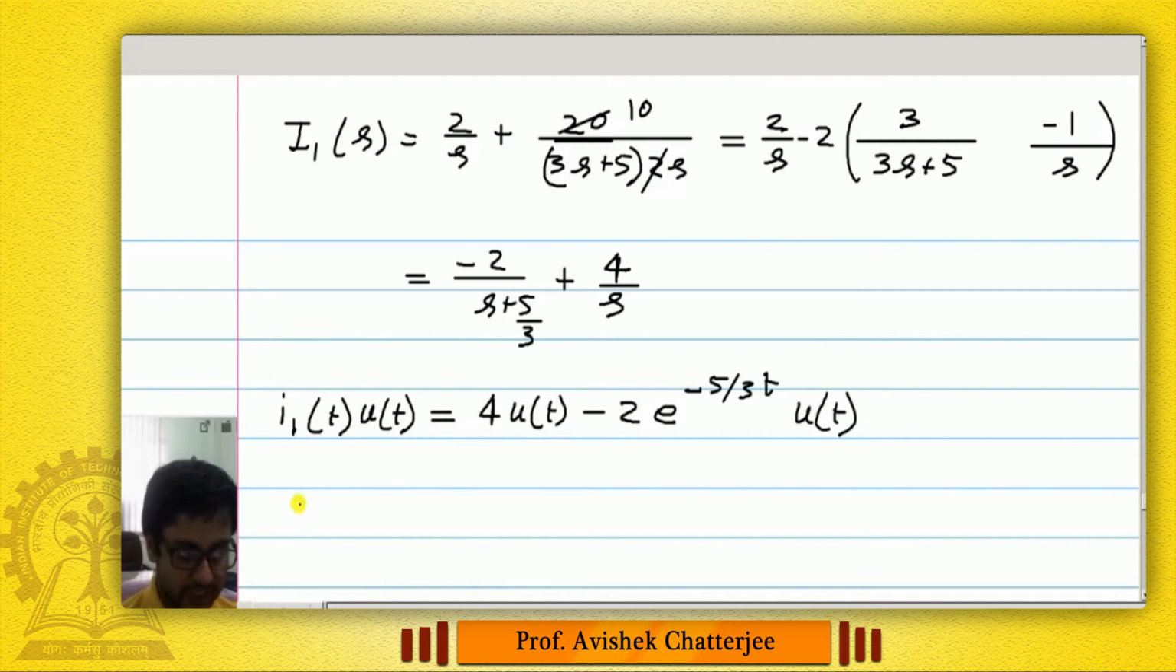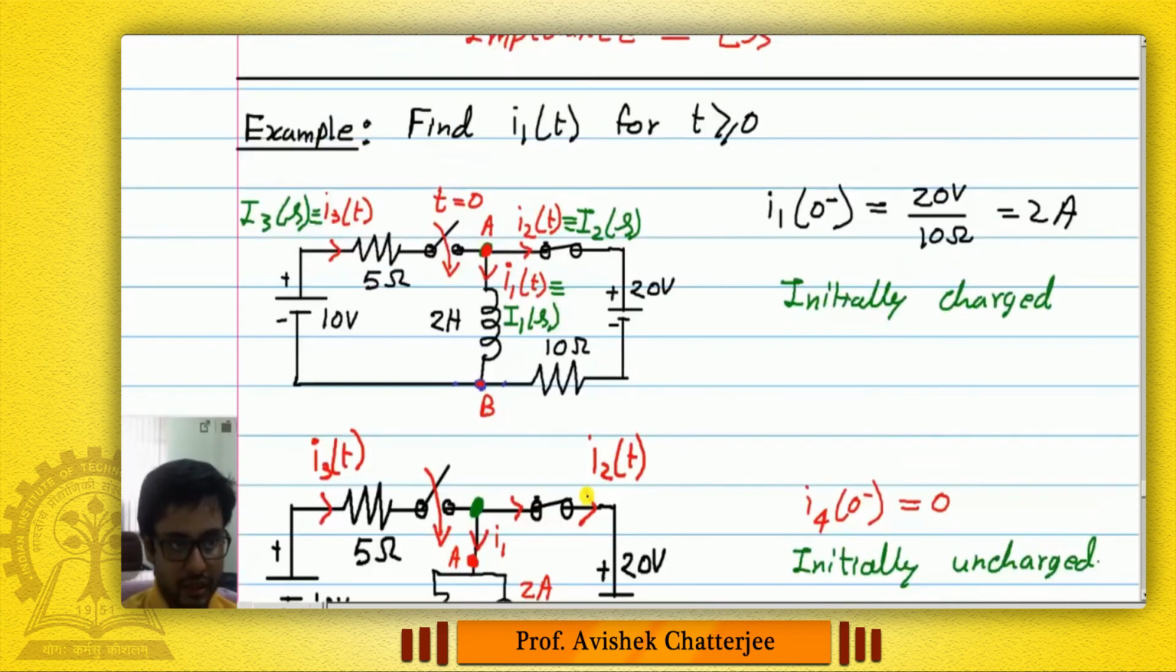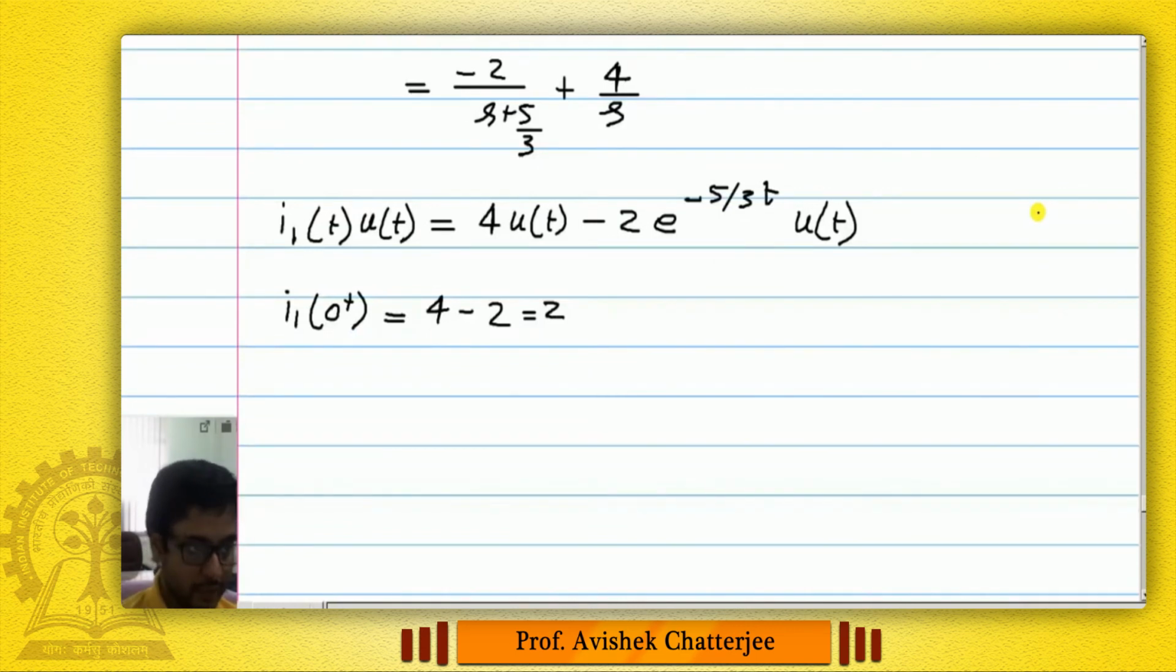Let me check my calculations. So I1(0+) will be 4 minus 2, that is 2. So initial current is 2, and that is correct, because through an inductor current cannot change instantaneously, so it will be 2 ampere. Good. Then let me check I1(infinity), that will be 4 and this term will be 0.